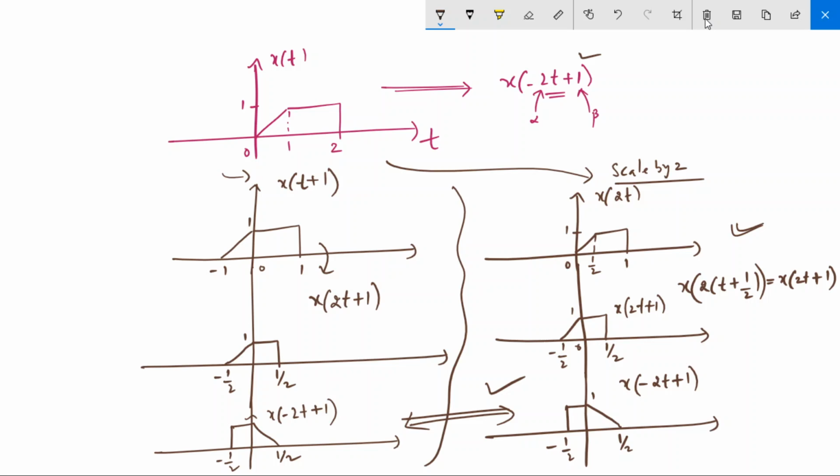Okay. But see this operation, it involves shifting by 1 by 2. Okay, it is beta by alpha. So in order to avoid any confusion, it is always better to follow this path. So you shift it first, then you scale it, then fold it, you will get all the three operations. Okay.